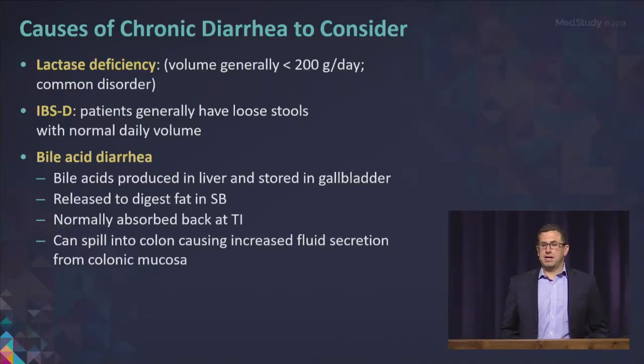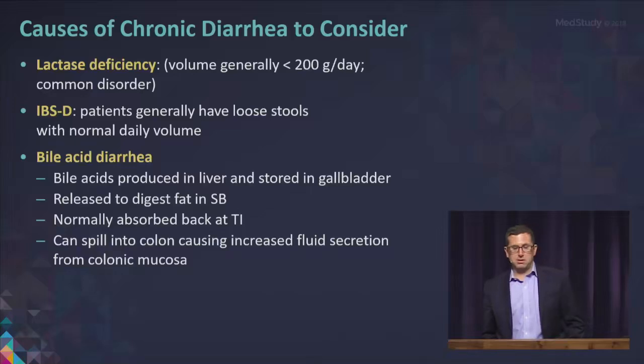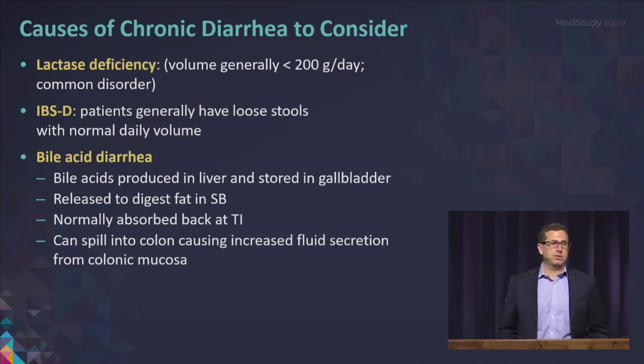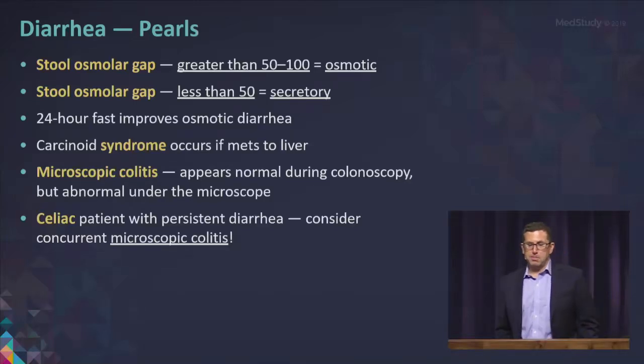So remember that bile acids are produced in the liver and stored in the gallbladder, and they're released to digest fat in the small bowel. They are normally absorbed back up at the TI, and then they have their enterohepatic circulation. However, they could spill into the colon, and they could actually act as secretagogues, where they will increase fluid secretion from the colon. So bile acid diarrhea is becoming more recognized as a cause of chronic diarrhea, mainly from colonic secretion of fluid.